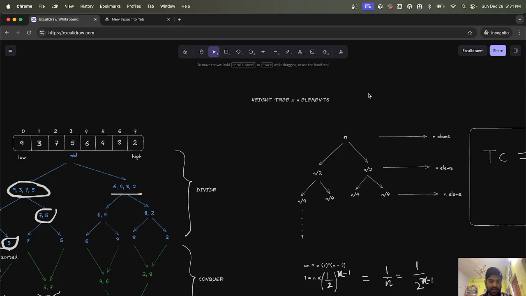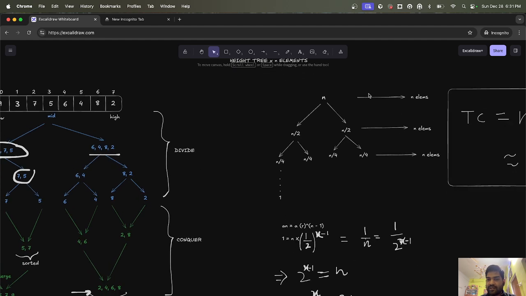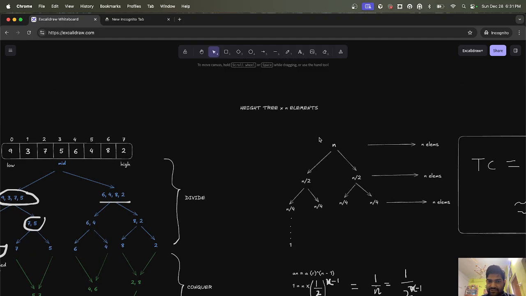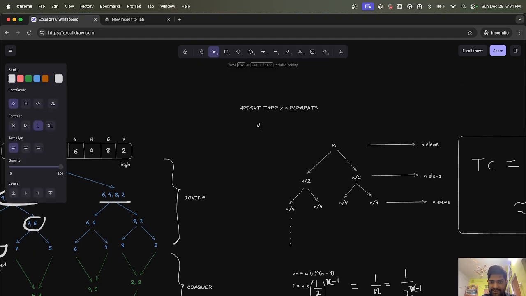So we are aware that each and every level has n elements, but are we aware of the height? Not yet, right? So how will we get the height? Look at this. This is n, right? So we have the first level as n.